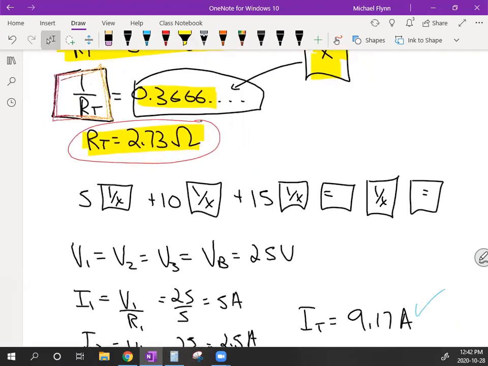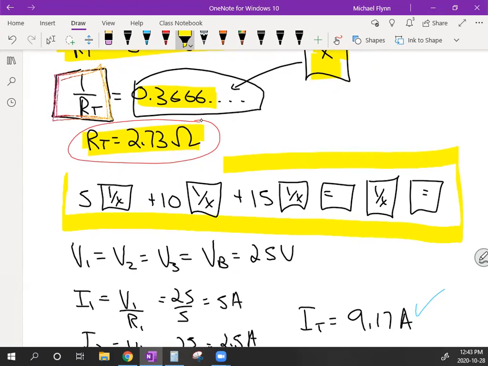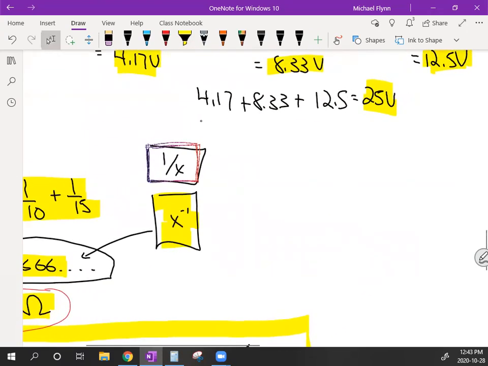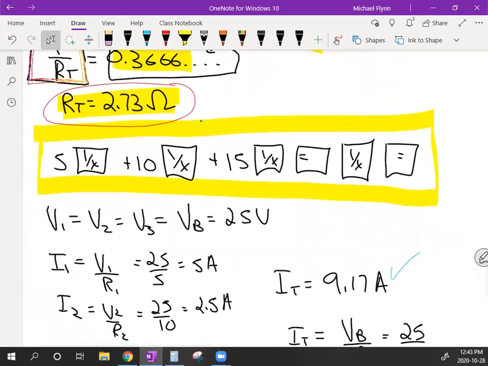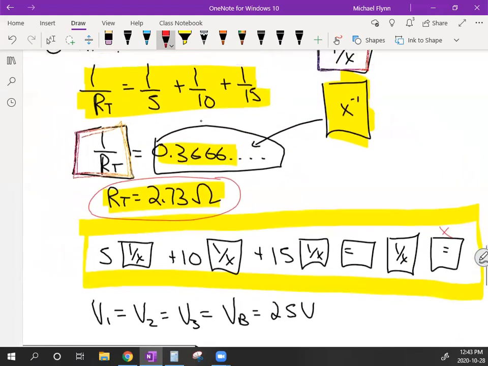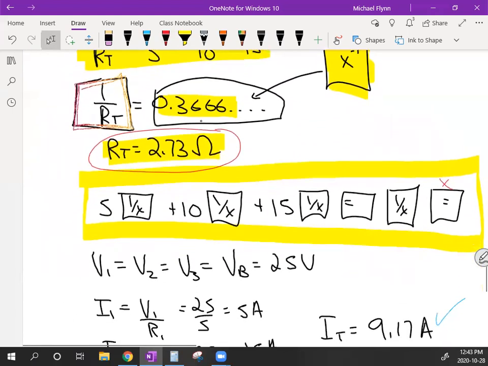Now, in this box here, I have shown you the order that you press the buttons on your calculator. Remember, you might be pressing x to the -1 instead. So I press 5, 1 over x, then plus 10, 1 over x, plus 15, 1 over x, equals. Then I press 1 over x one more time. It just gives me the answer after that, but you may have to press it, okay? All right, now we found the total resistance, it's 2.73 ohms.